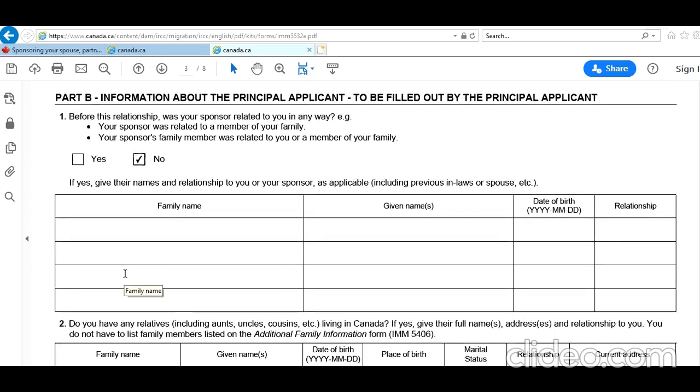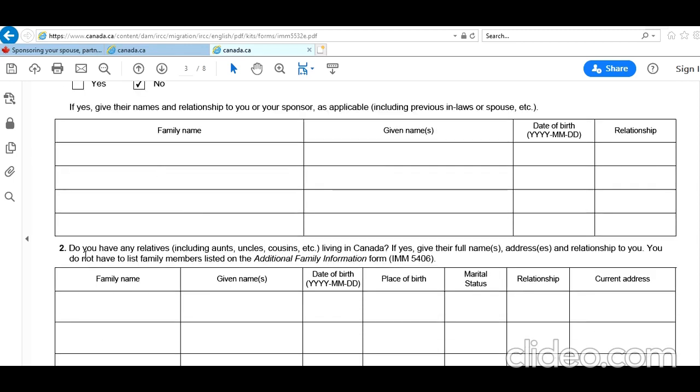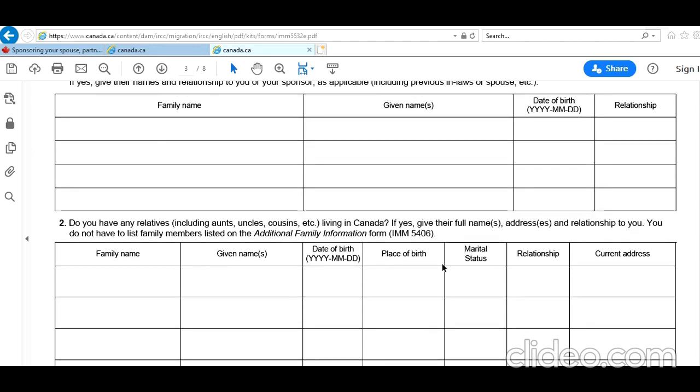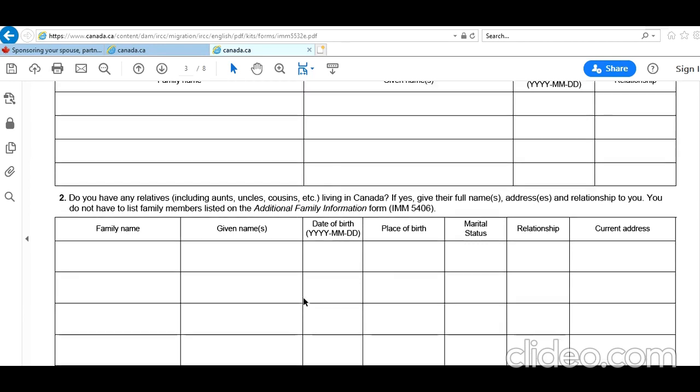Okay, do you have any relatives? This is for the principal applicant. So Joanna, do you have any relatives including aunts, uncles, cousins, etc. living in Canada? If yes, give their full name, address. You do not have to list family members listed in the additional family information form because those details are there. So let's say no, not applicable for Joanna, so just put NA.